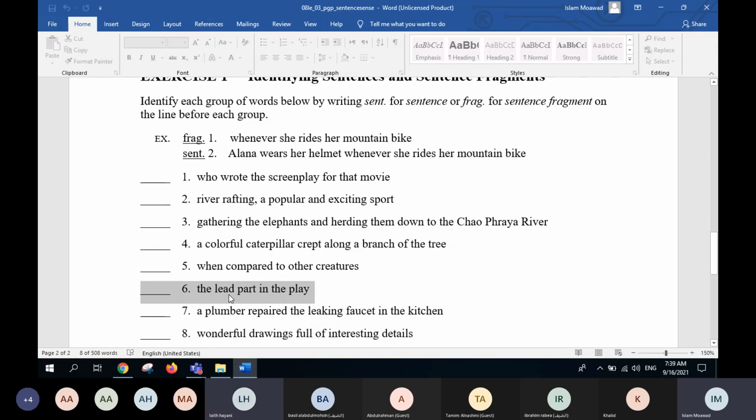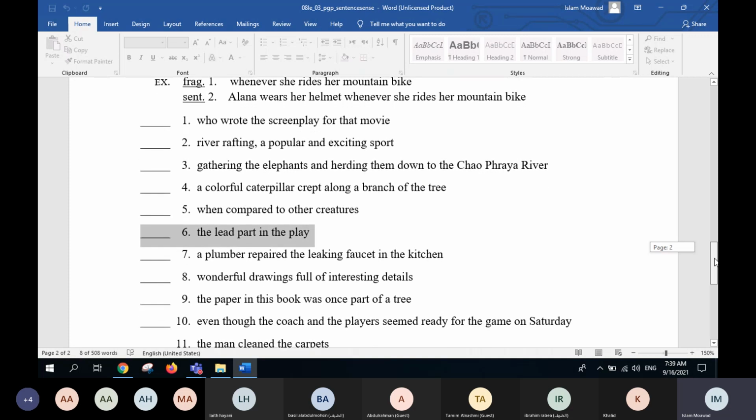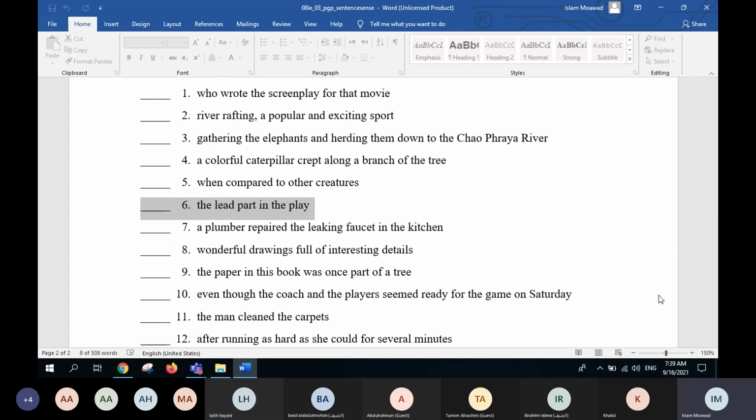Is the lead part of the plate a fragment? Yeah, fragment, that's right. Number seven. What's your name?